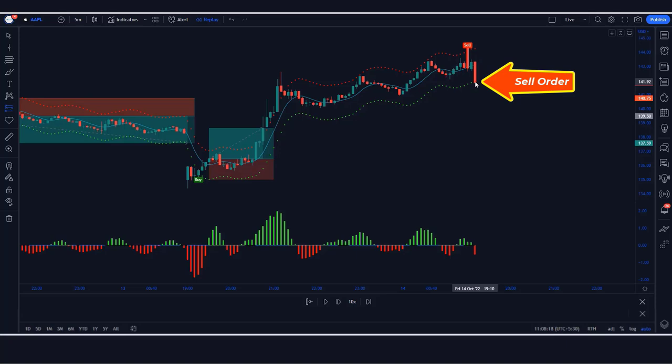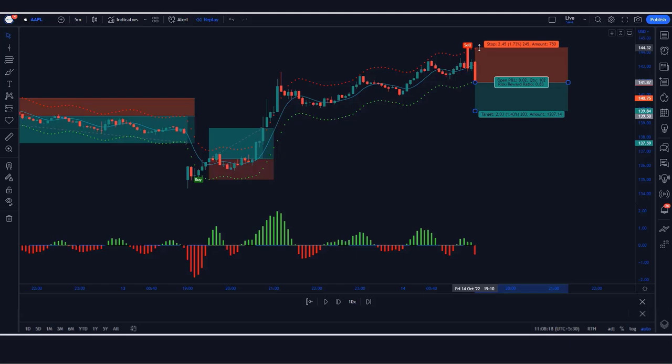Our stop loss will be placed at the high plot line of the Jurek Zones indicator. And the risk to reward ratio will be 1:1.5. Let's see what happens to our trade.